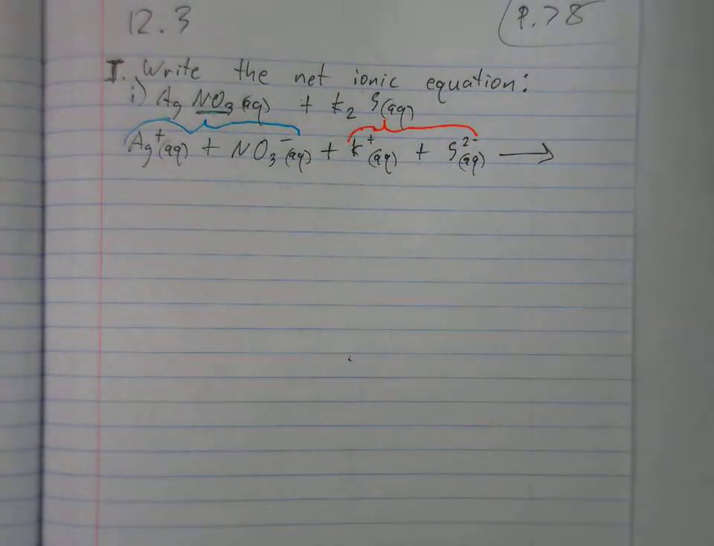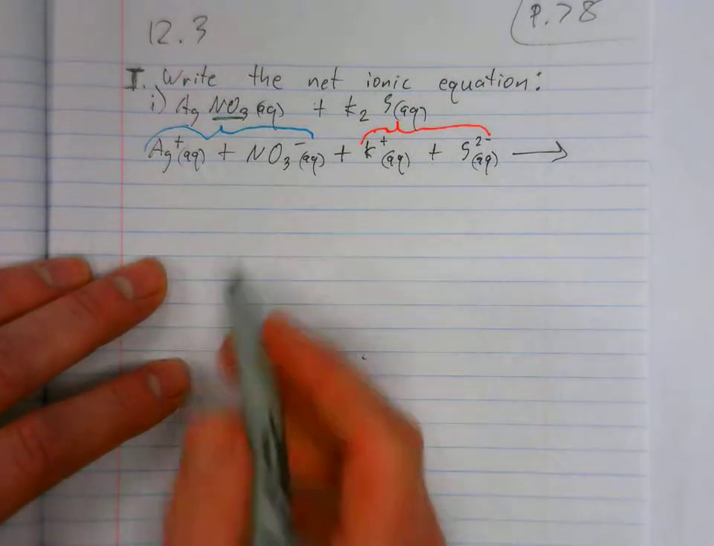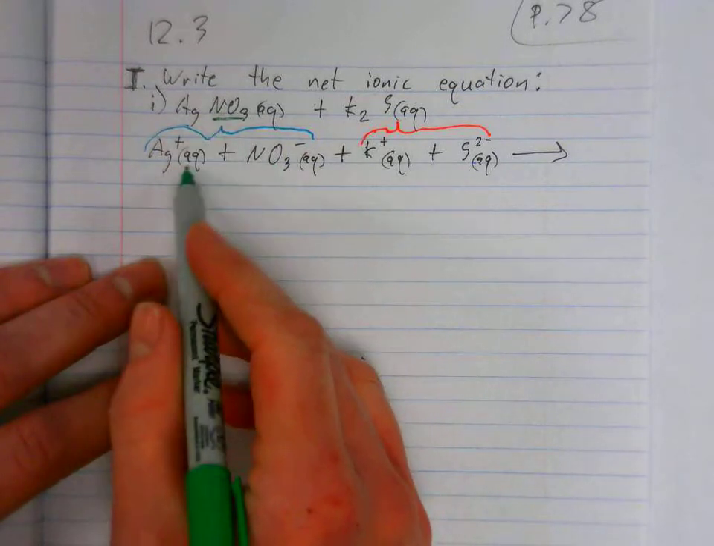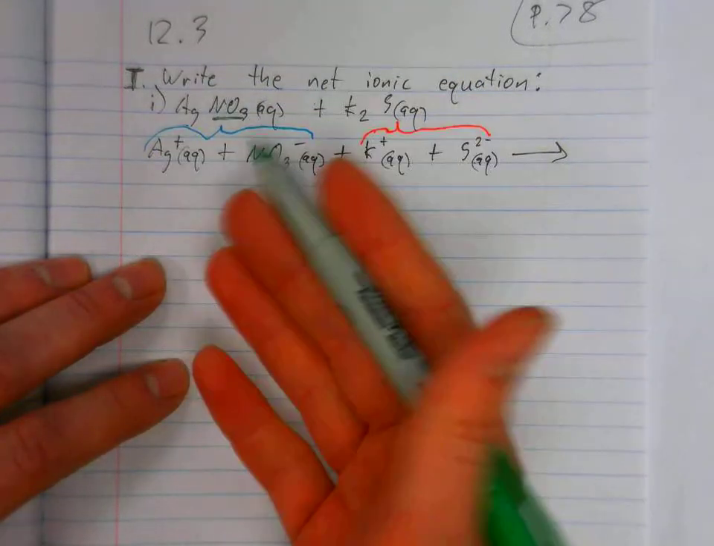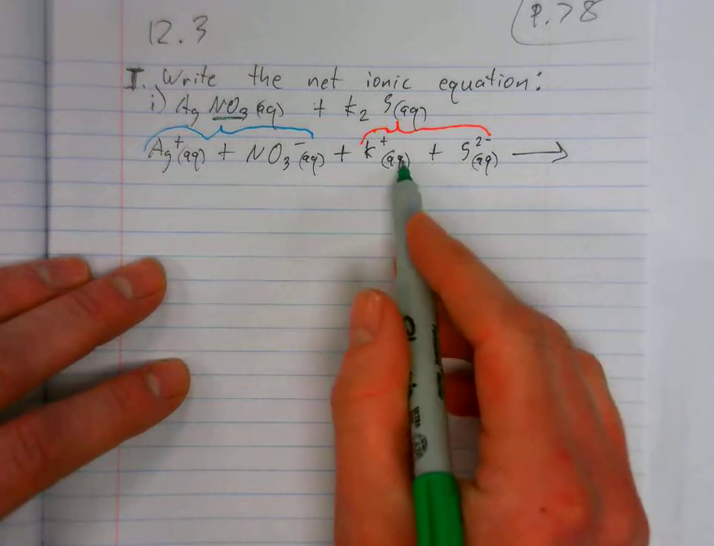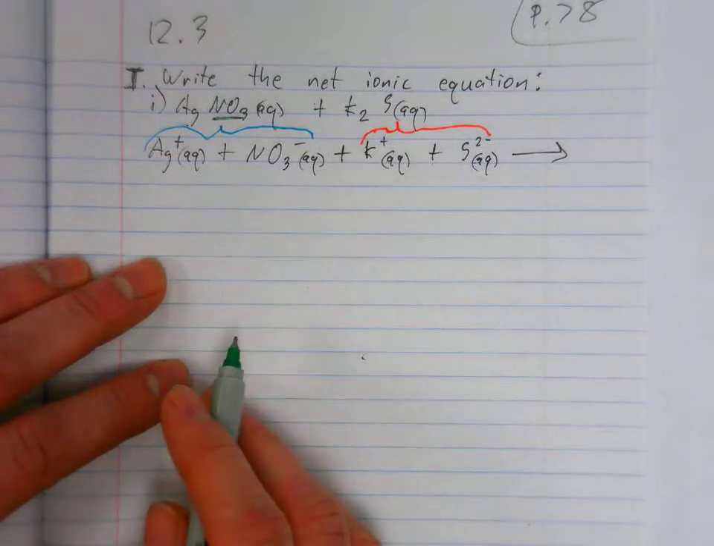So if we look at the various combinations that can occur, these two are already together, so we don't really need to compare them. The silver and the nitrate, those are already together. We know that that combination is soluble. It's aqueous in water. These two, of course, were already together as well. The potassium and the sulfide were already together. We know that that combination is aqueous.